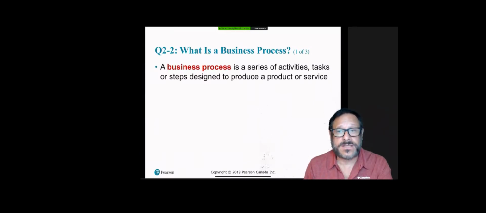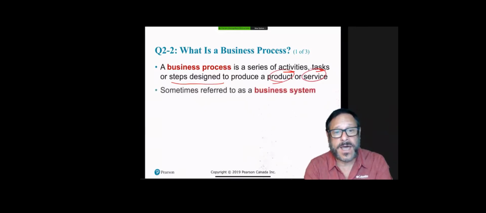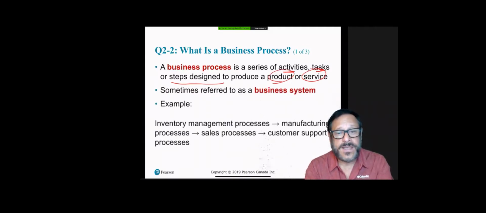A business process is a series of activities and tasks or steps designed to produce a product or service. The business process is the day-to-day of what a business does to operate. This is also sometimes referred to as a business system. An example of this is the inventory management process leading to the manufacturing process.